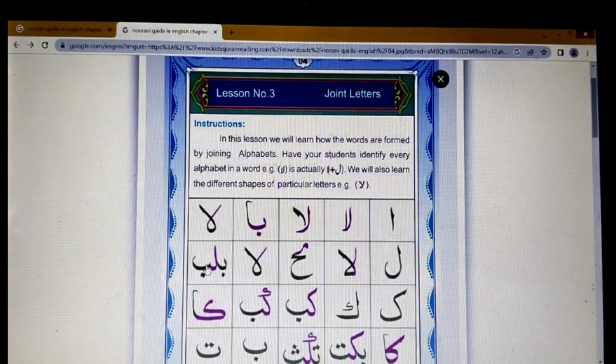So I think this is enough for today. Tomorrow inshallah we will start from this letter kaf.